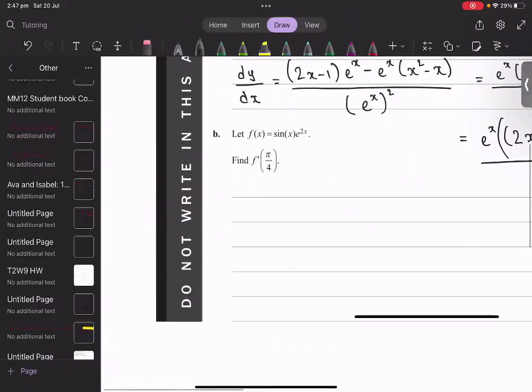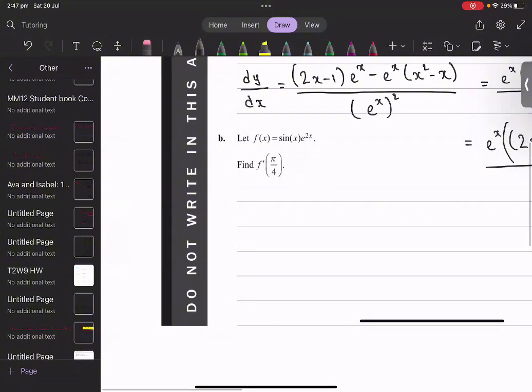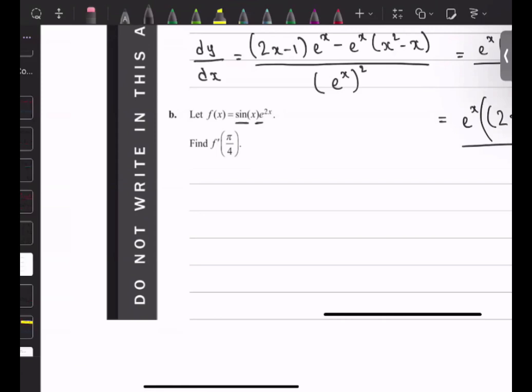For part B, I would encourage you to pause the video once again and give this a try on your own before jumping into the solution. So assuming you've had a go at it again, this time the function f of x is a product of two functions which hopefully you know how to differentiate separately. This function can be differentiated by using the product rule.